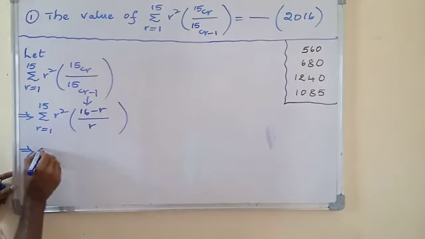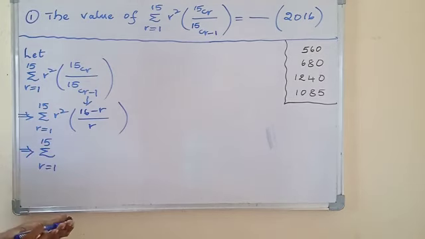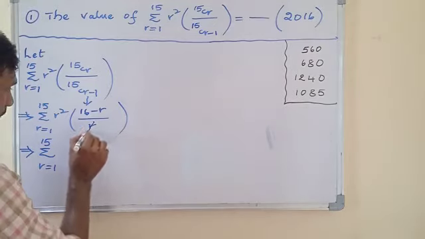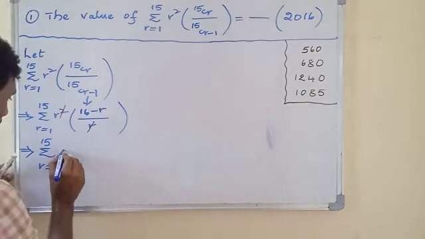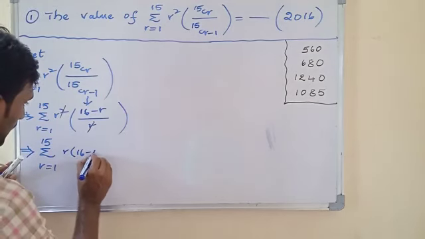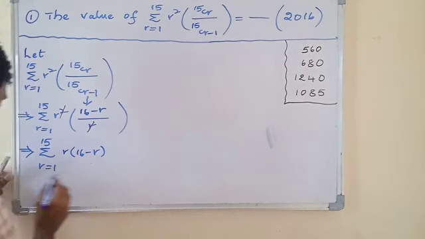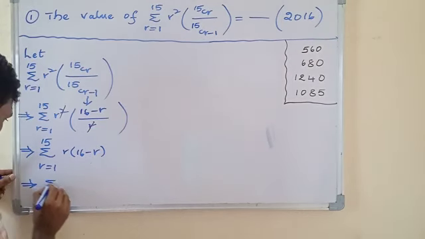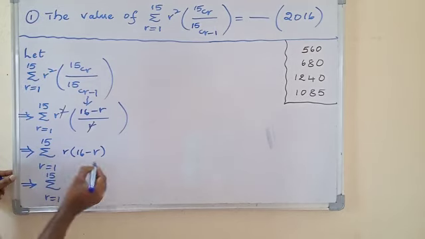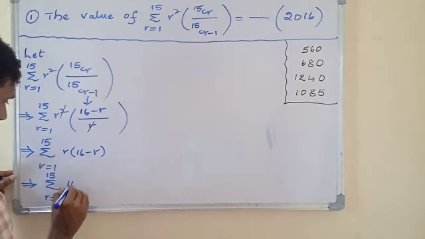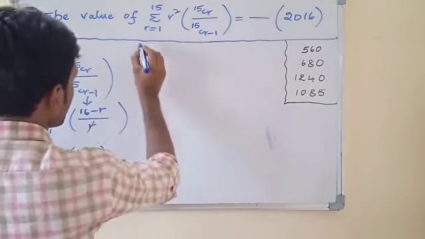Now see the continuation. Sigma r equals 1 to 15, where r and r square, one r is cancelled. Remaining one is like this: r into (16 minus r). That implies sigma r equals 1 to 15. By multiplying these two terms, r into 16 is 16r, and r into r is r square.